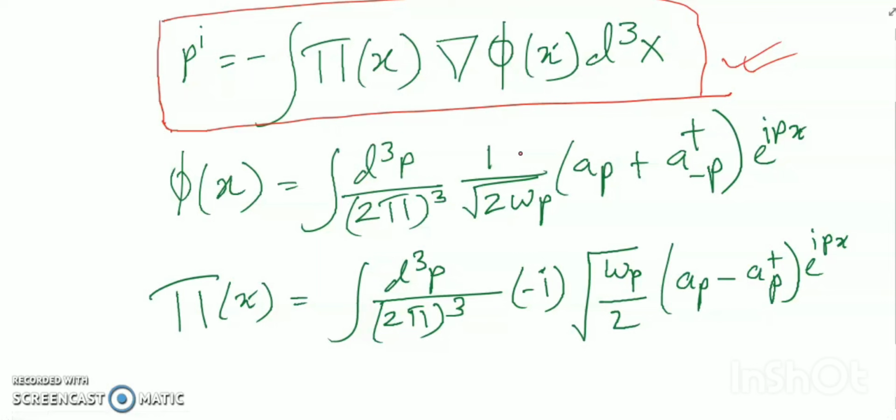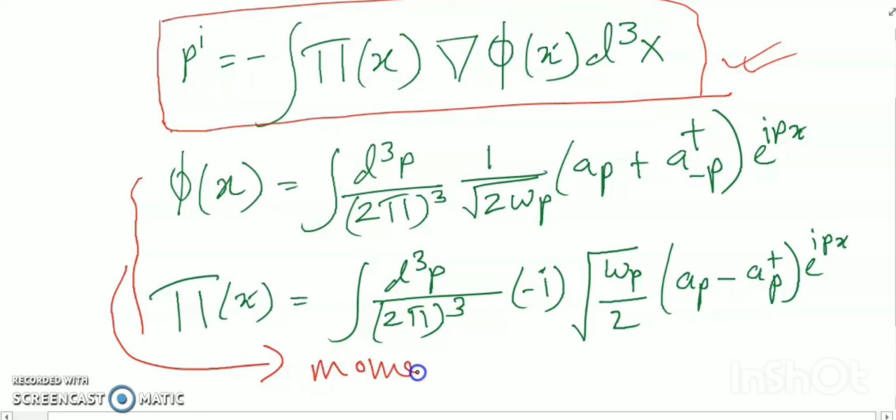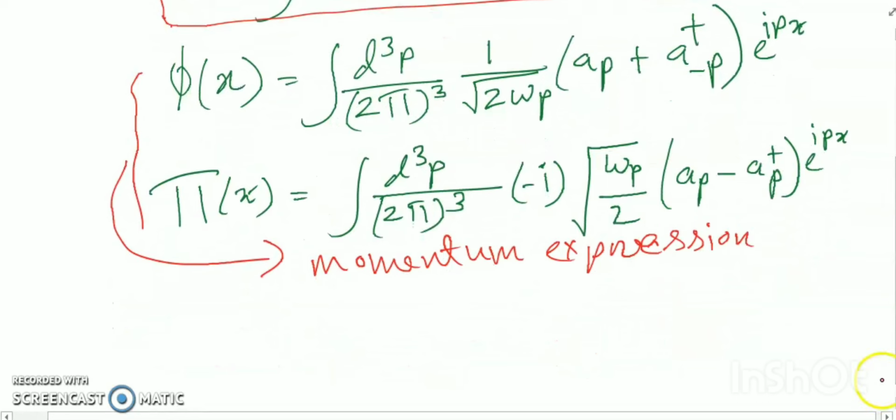Now phi of x and capital pi of x, we are going to use them to find this momentum expression. Why? Because the momentum operator, when we let it act on the vacuum, is going to give us the particle that we want. That is why we are interested in finding it, so that we can let it act on the vacuum.